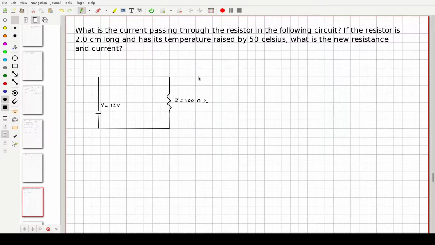Now, most resistors are graphite, okay, they're carbon. So you can very easily look up the coefficient of thermal expansion for carbon. And let's see here. If I write down what I've been given, source voltage is 12 volts. The resistance is 100 ohms.